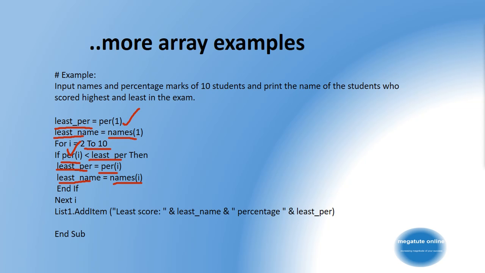And this way the process will go on. When all the 10 elements are checked, whichever is the least, that name will go to the least name, that percentage will go to least percentage, and when the loop ends, we will print the least name and percentage. So this is where we can find the highest and least value of an array.